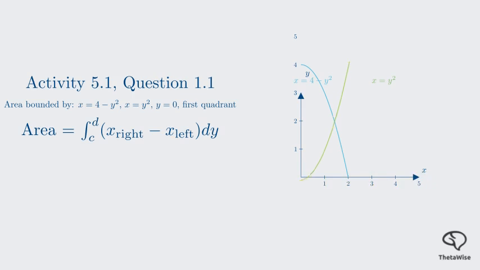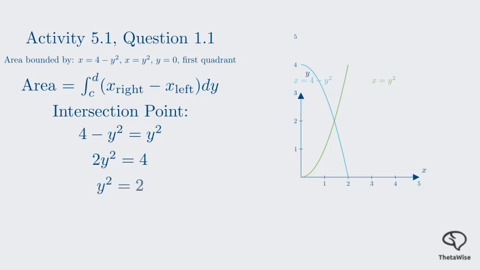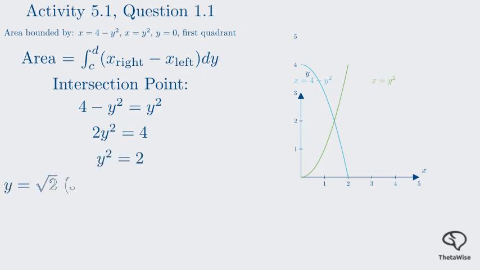Let's highlight our boundaries. We have the x-axis, the parabola x equals y squared, and the parabola x equals 4 minus y squared. Now we need to find the points of intersection to determine our limits of integration, c and d. We find where the two parabolas meet. We set the two x equations equal to each other: 4 minus y squared equals y squared. Adding y squared to both sides gives 4 equals 2y squared. Dividing by 2, we get 2 equals y squared. So y equals the square root of 2 since we are in the first quadrant where y is positive.